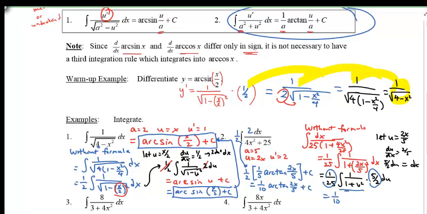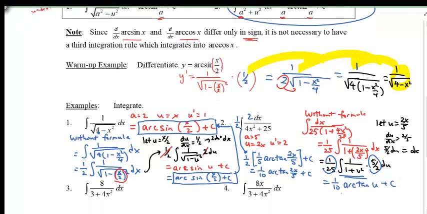And the antiderivative of 1 over 1 plus u squared is just arctangent of u. And then don't forget plus c. And our final step, once again, is to just substitute back in the u value of 2x over 5. Hey, look at that. Same answer.